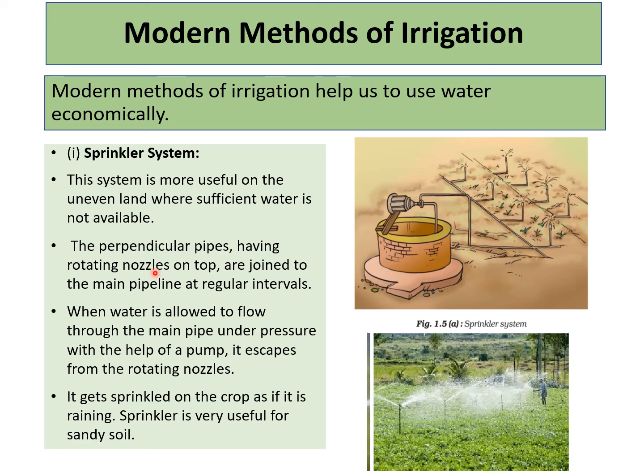What happens in this system is, there are perpendicular pipes having rotating nozzles. These are joined to the main pipeline at regular intervals. When the water is allowed to flow through the main pipe under pressure, it escapes through these nozzles. It gets sprinkled on the crops as if it is raining. It is very good for sandy soils. So this is the sprinkler method, in which there is no wastage of water.